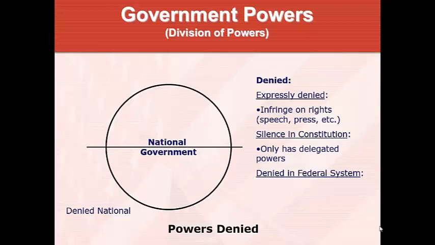Also, the national government can be denied certain powers if they are actually not delegated in the Constitution. So if there's silence in the Constitution about a certain power, it can be denied the national government. And then in the federal system, they cannot tax states. So that's a little bit more specific, protecting the states, once again, the balance of power between the two.